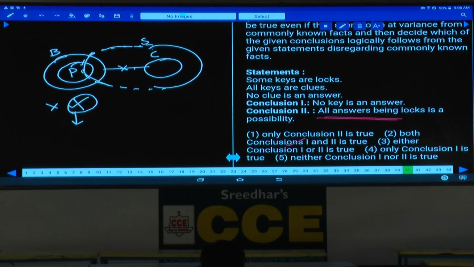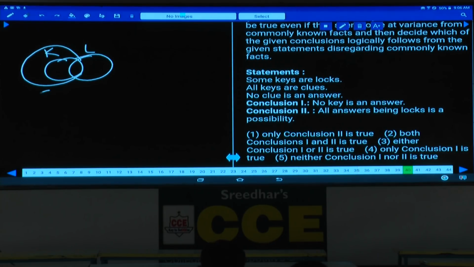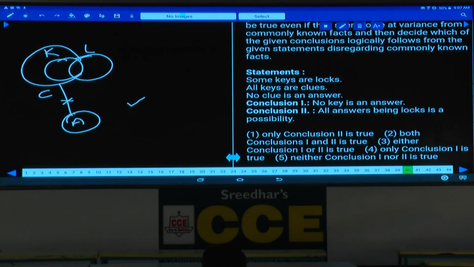Then 40. Now question number 40. Some keys are clues. Sorry, some keys are locks. These are keys and these are locks. And all keys are clues. All keys are clues. And no clue is an answer. Now this is a basic diagram. No key is an answer, definitely true as of now. All answers are locks is a possibility, we can work out afterwards.